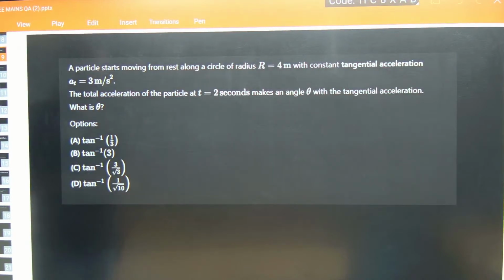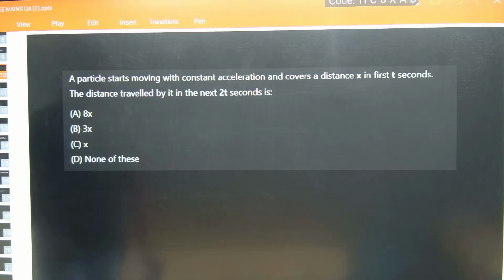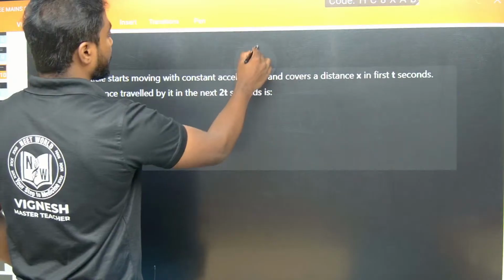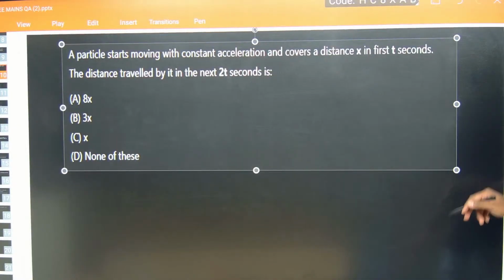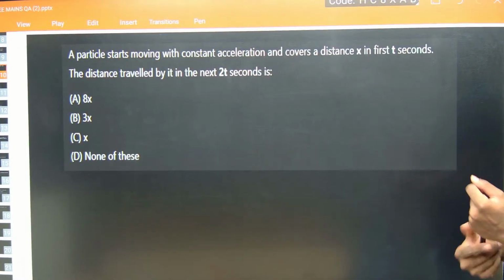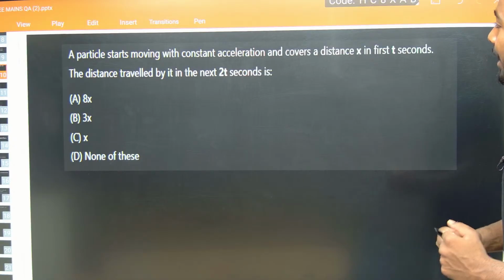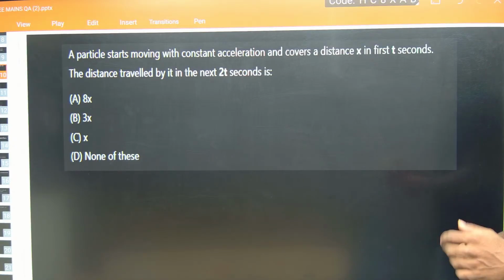Yeah, this was the question we completed in the last session, right? So the next question is: a particle starts moving with a constant acceleration and covers a distance x in first t seconds. The distance travelled by it in next 2t seconds, they are asking.